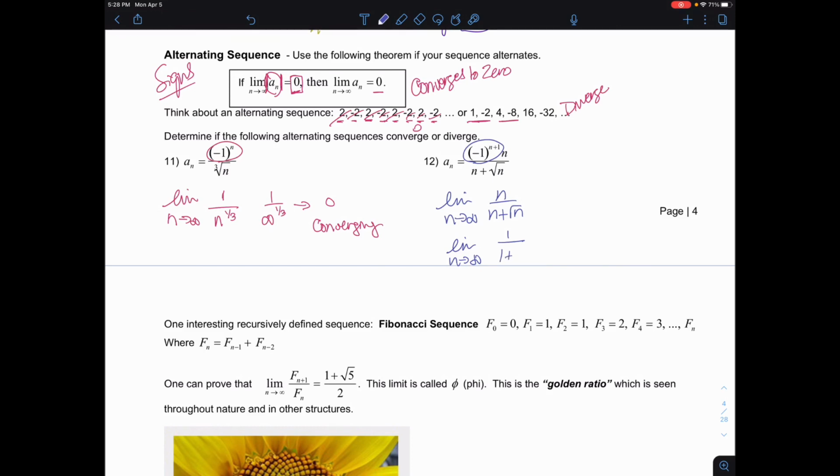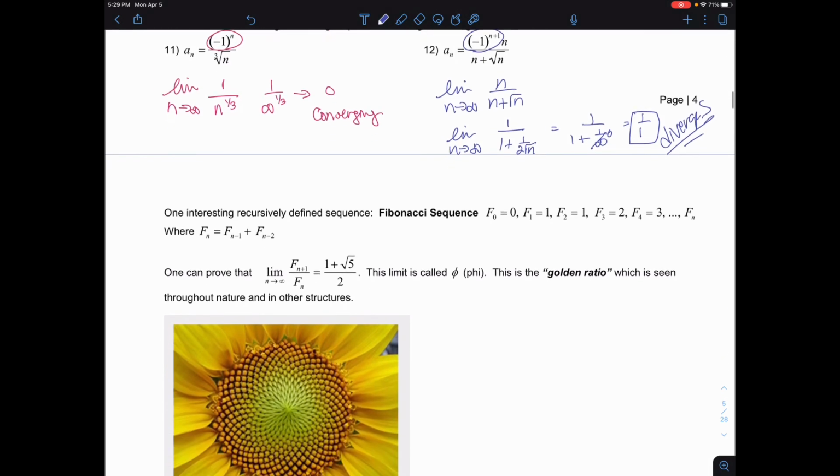over 1 plus n to the 1/2 power, which is 1 over 2 square root of n. Plug in infinity, we have 1 over 1 plus 1 over infinity. This is 0, so we have 1 over 1. Well, what do we say about 1 over 1? It's not converging unless it's going to 0. So this diverges, because it is not going to 0.